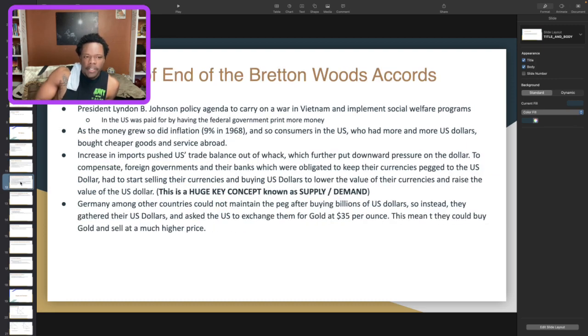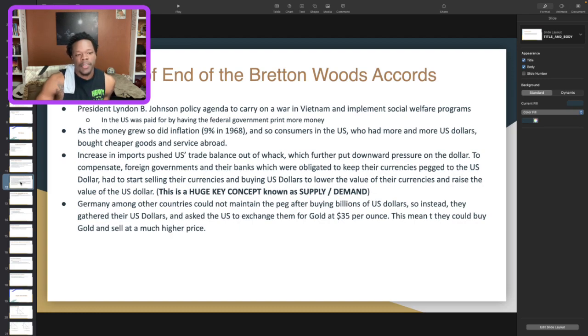This is getting to the beginning of the end of the Bretton Woods Accords. Essentially, President Lyndon B. Johnson's policy agenda was to carry out the war in Vietnam and implement social welfare programs. As the money supply grew, so did inflation. It went up to 9% in 1968, which is extremely high. I believe inflation right now is at 3.8. And so consumers in the U.S. had more and more U.S. dollars and bought cheaper goods and services abroad.